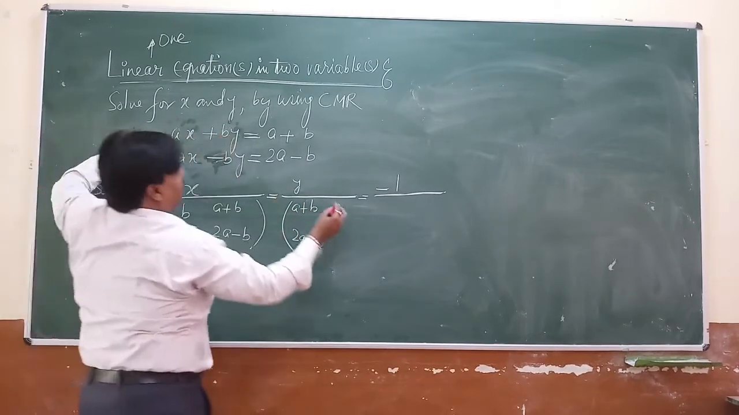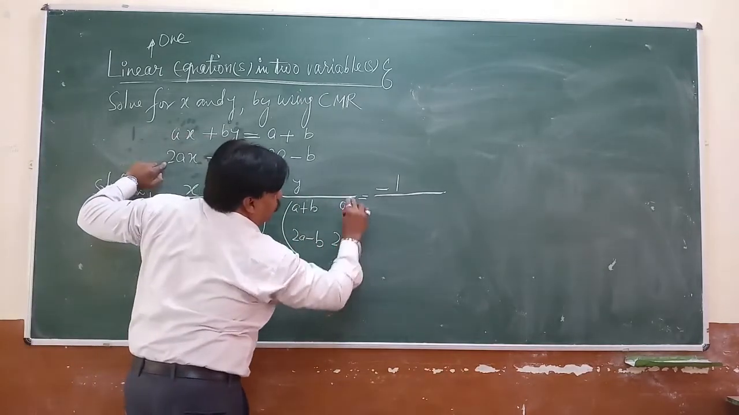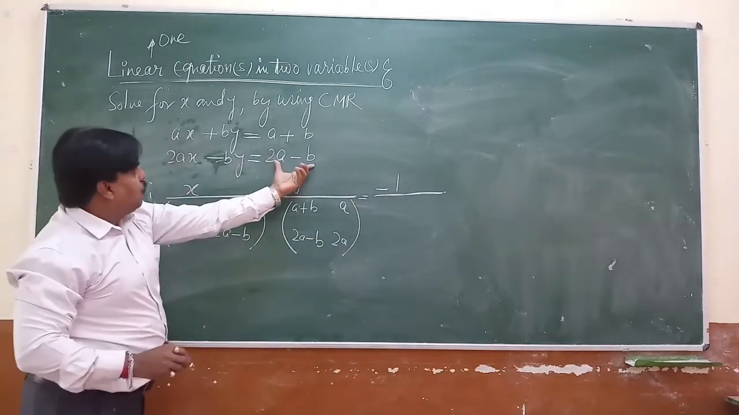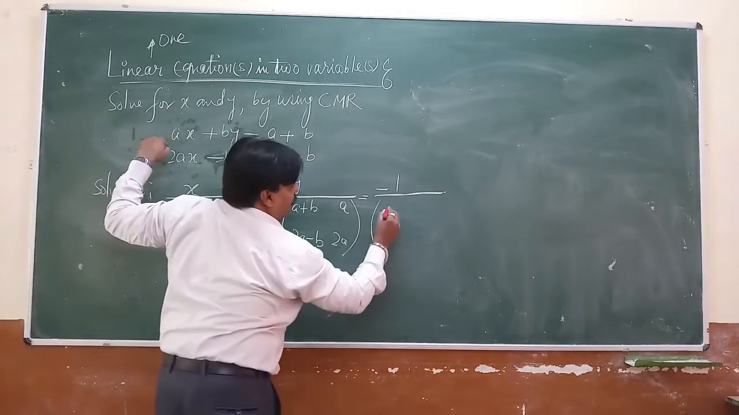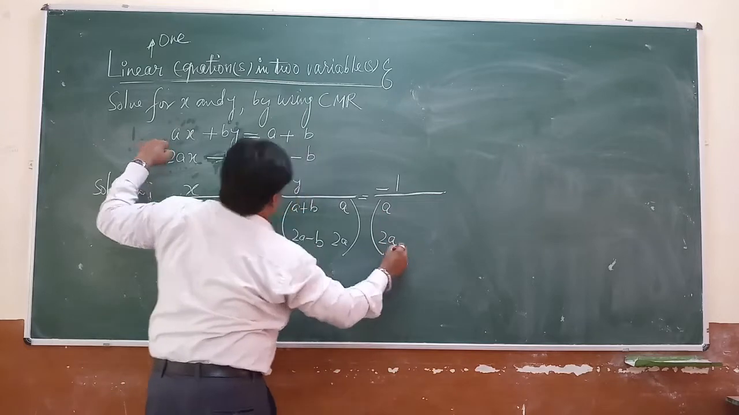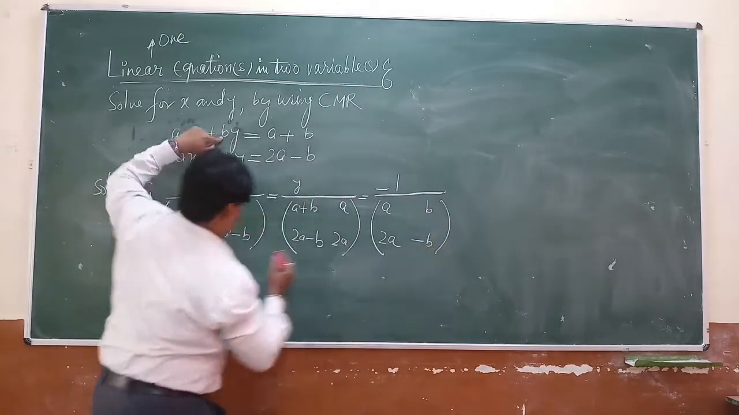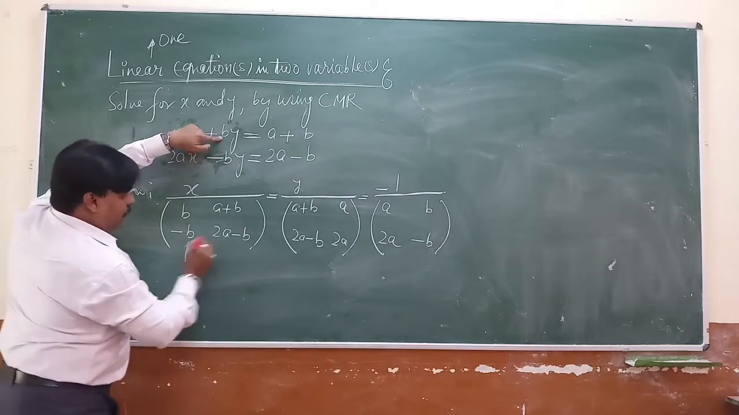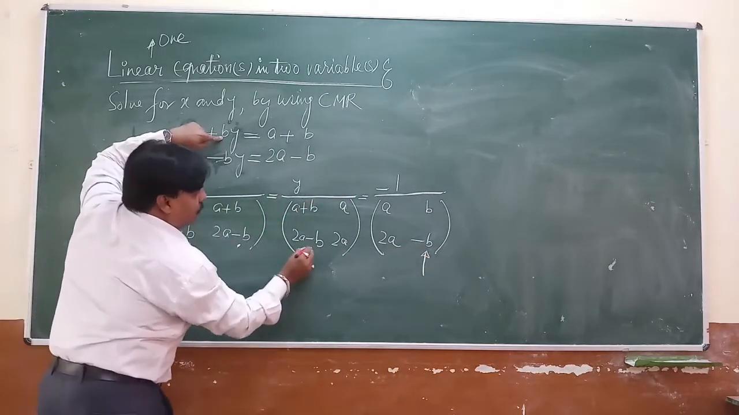And the coefficient of x here is a, and the coefficient of x here is 2a. Now for this constant, these will be repeated here: a, 2a, and this is b, minus b. See, whatever we are writing here, the same term will come here, and these are the repetitions.